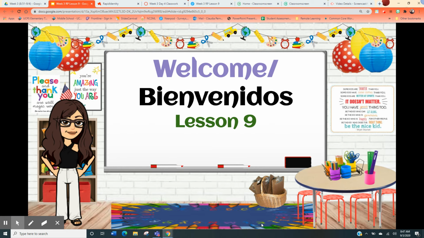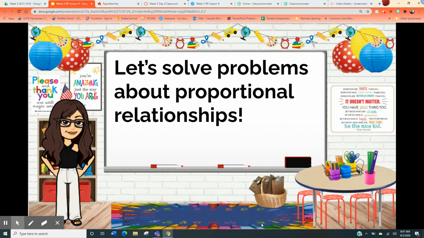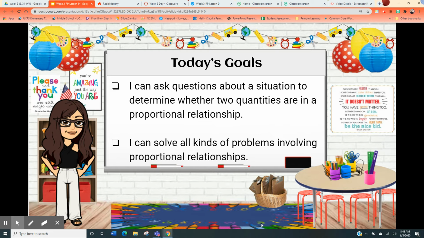Today we are doing lesson number 9, solving problems about proportional relationships. Let's go ahead and solve problems about proportional relationships. Today's goal: I can ask questions about a situation to determine whether two quantities are in a proportional relationship. I can solve all kinds of problems involving proportional relationships.